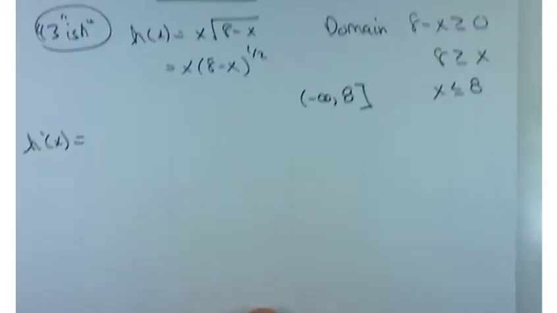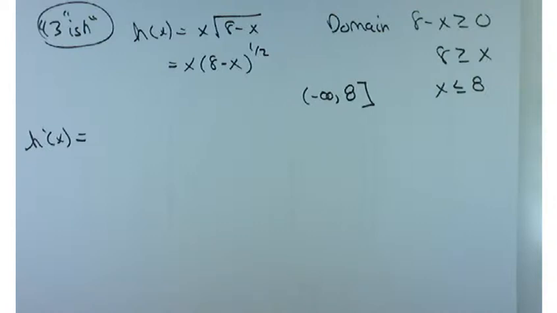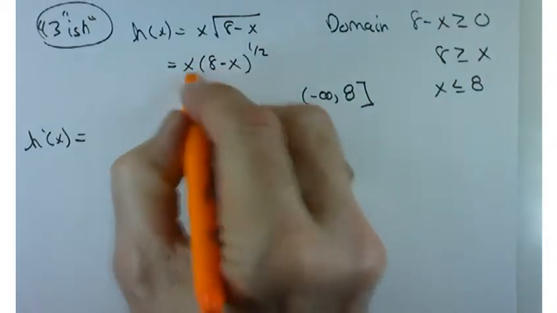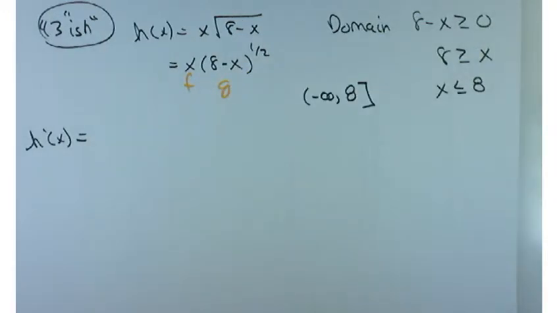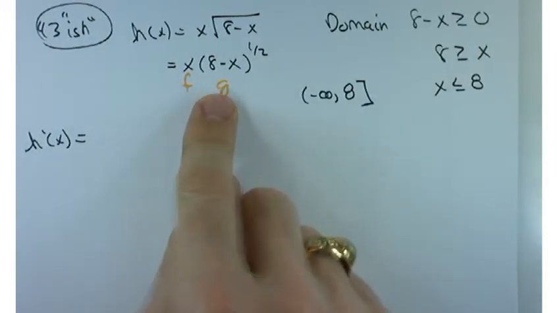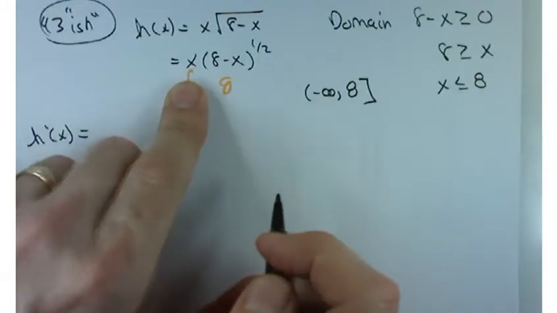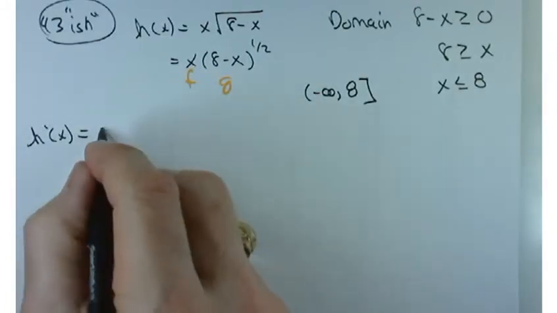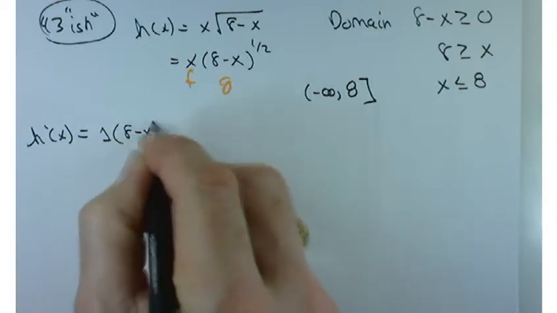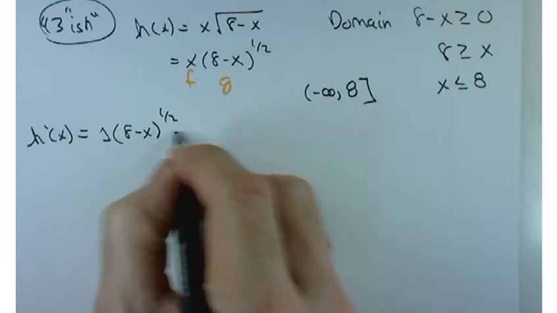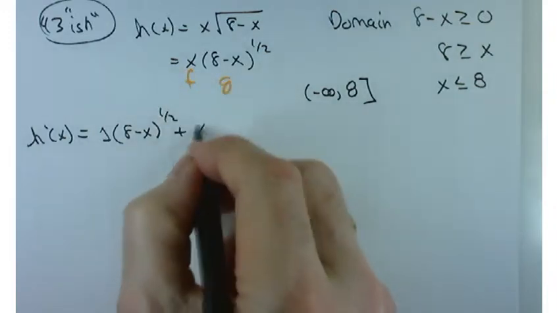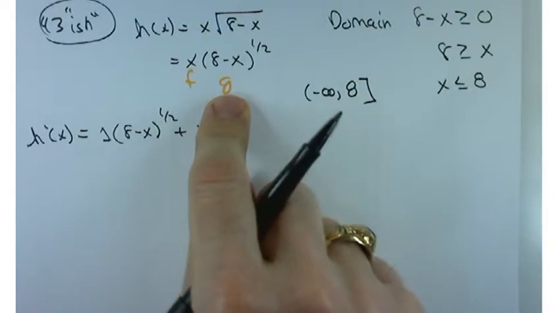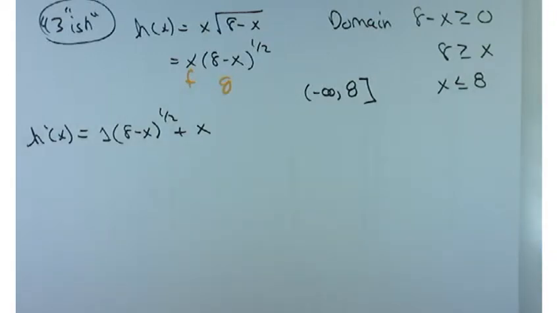What rule do I have to use to find h prime of x? Chain rule, and what else? Product rule. So you've got your first and your second. We need f prime g plus g prime f. f prime I hope you can do without too much sweat. That's just a 1 times 8 minus x to the 1/2, plus f times g prime. Now for g prime, you already just told me that we have to use the chain rule. So let's use the chain rule first.